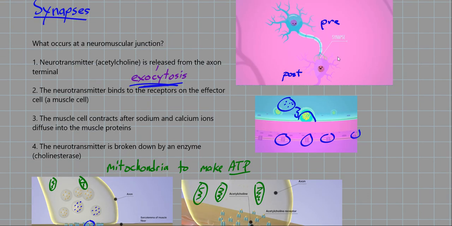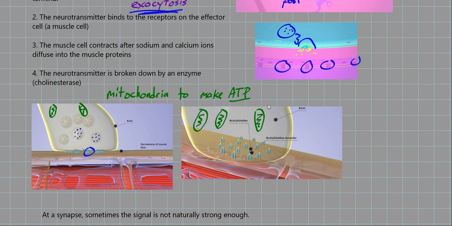Or if it's a synapse between two nerves, then if enough of these are activated, the signal is going to be translated into a new signal for a new neuron to send on. After that happens, the effector is going to do what it's going to do. So if it's a muscle cell, it's going to contract.